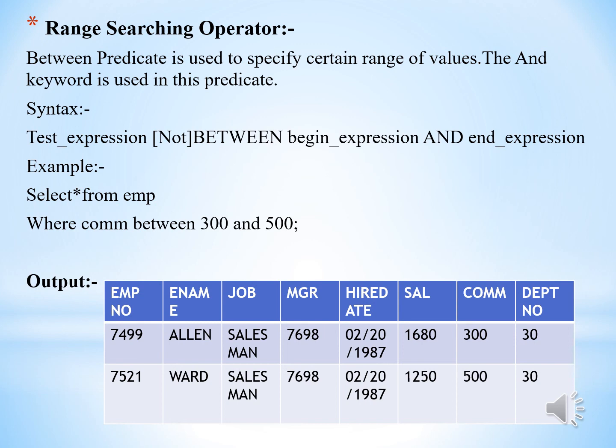The table has the employee number, employee name, job, MGR, hire date, salary, commission, and department number. Then we have to find the commission between 300 and 500. So we have to show only the rows where the commission is 300 to 500.